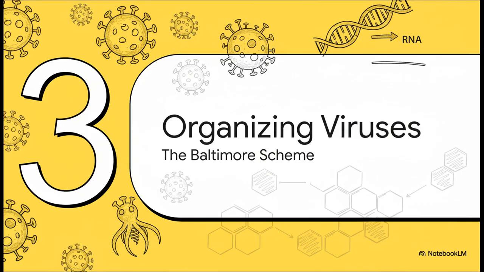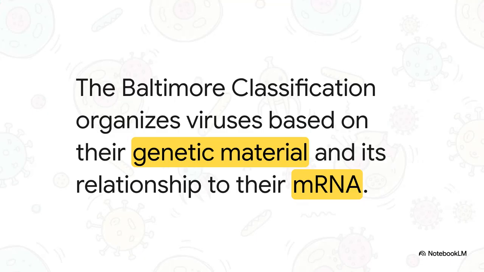Well, they needed a good classification system. And that system is called the Baltimore classification. It's honestly brilliant because it sorts viruses based on the most fundamental part of their playbook: what their genetic material is made of, and how they turn that into the instructions for making proteins. It's kind of like sorting computer programs based on their operating system. Windows, Mac, Linux, you get the idea.